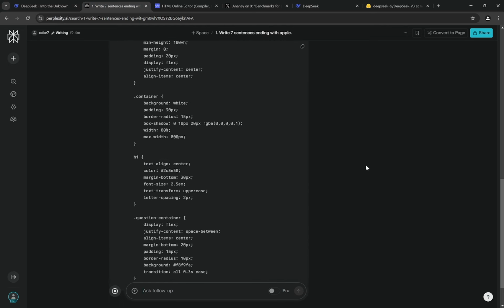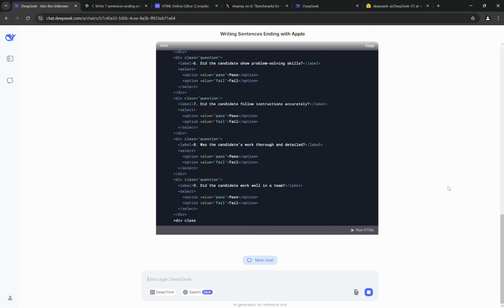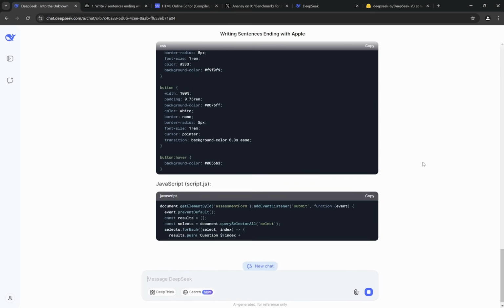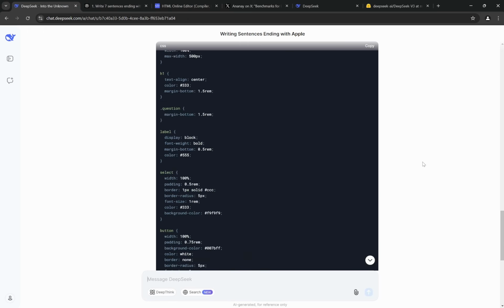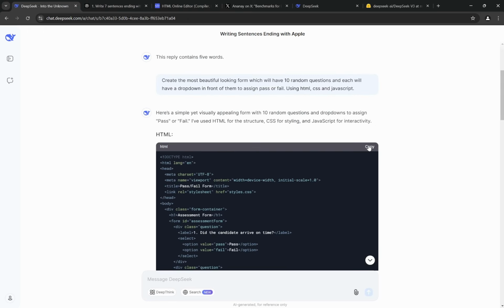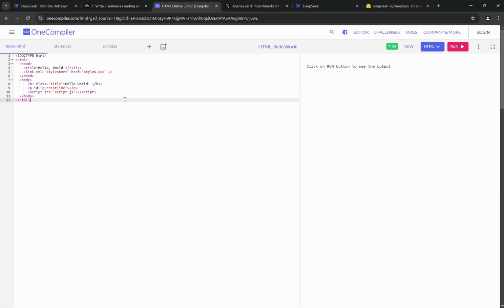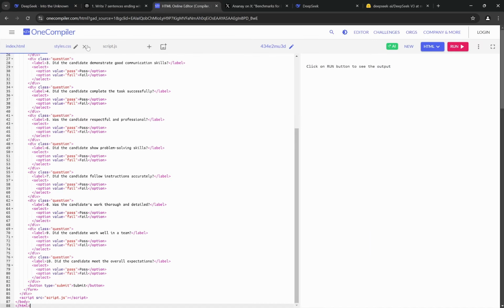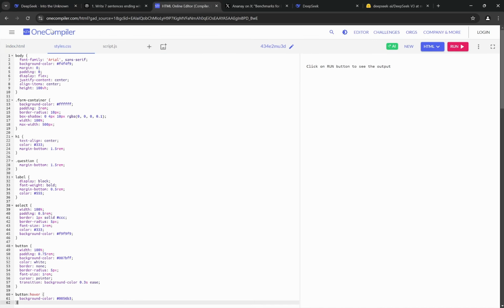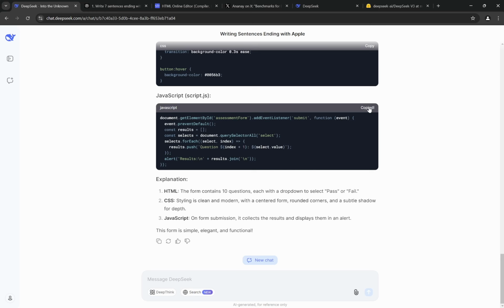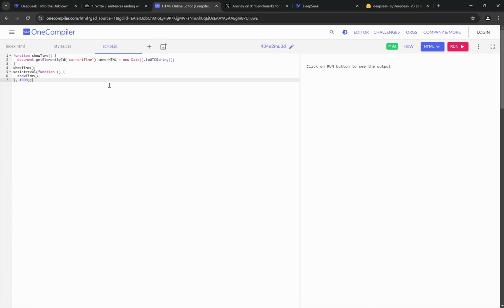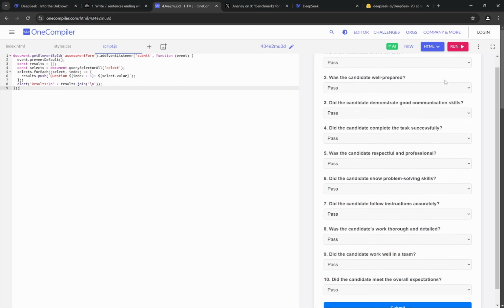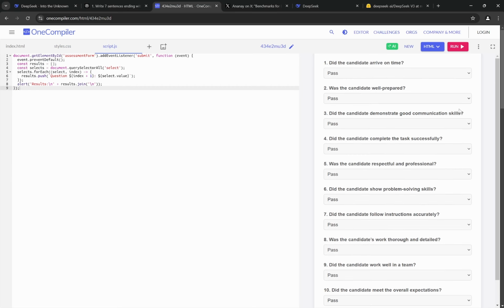You can see the generation has started. One thing you would notice is that DeepSeek is quite fast, and I love this thing about it. So firstly I'll copy the HTML, then CSS, and then coming to JavaScript. And I'll run it. You can see it has created a normal questionnaire with pass and fail.